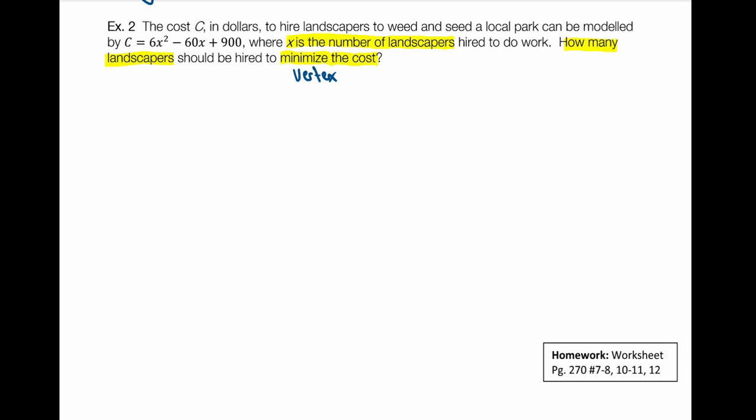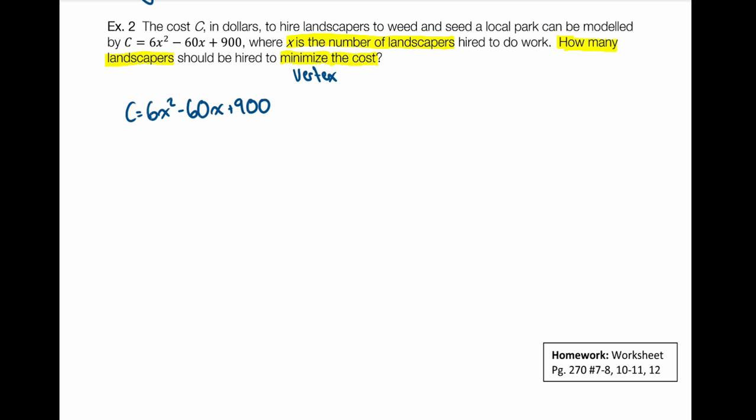So when we find the vertex, we will be able to know what the minimum cost is, as well as how many landscapers are required or need to be hired to get that minimum cost. So coming up with our equation, we have again C equals 6x squared minus 60x plus 900. The only issue is this is in standard form, so I don't have what my vertex is from this form. Luckily though, I can complete the square so that I can turn it into vertex form and find that vertex.